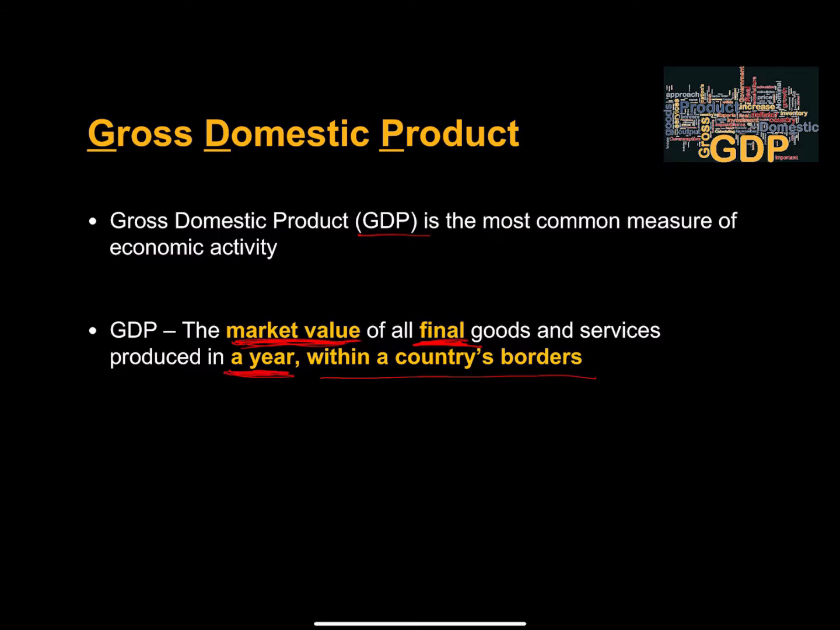Produced in a year, we have to define a time period over which we're measuring economic activity. Most commonly, we talk about a year. GDP is often measured quarterly, but it's annualized as if it were measured over an entire year.